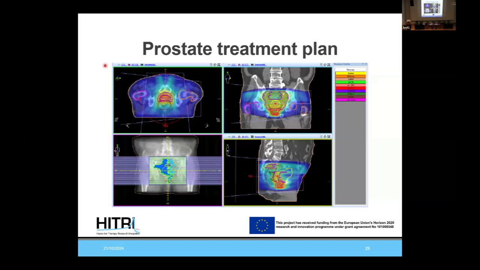Here we have a prostate treatment plan. I want to show you in this image that the blue one is the low dose bath, as we are saying. It's 10% of the prescribed dose, or 5%. It's very useful to understand the region of the irradiation. This is the target.